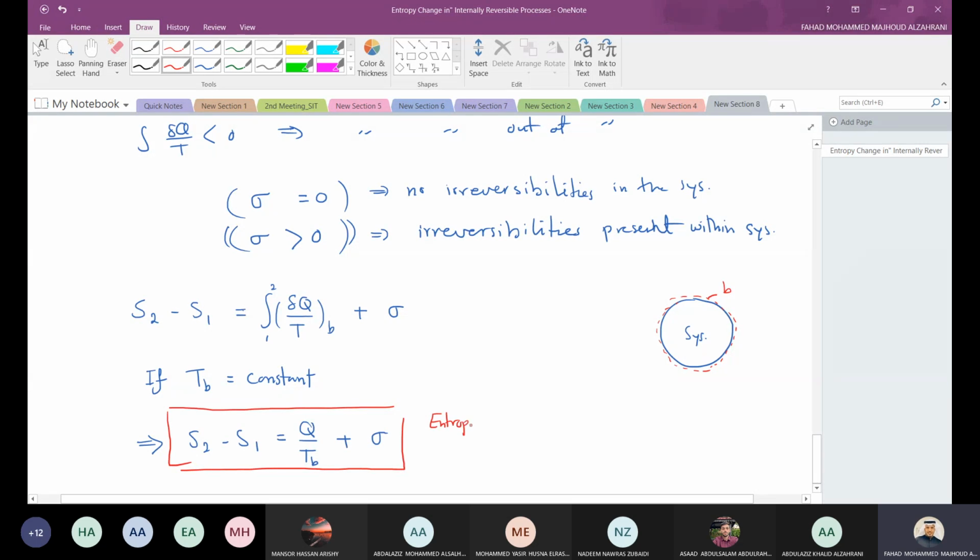Entropy balance for a closed system with TB constant, with constant temperature of the boundary. Okay. Is this clear? Is this okay?